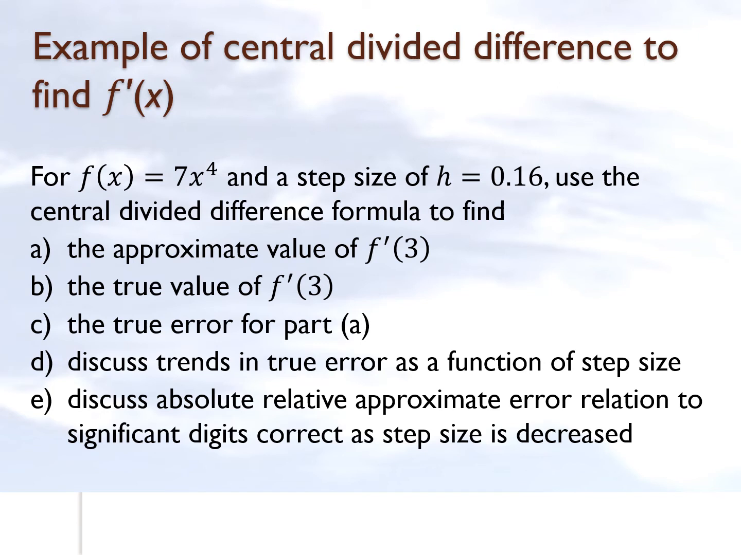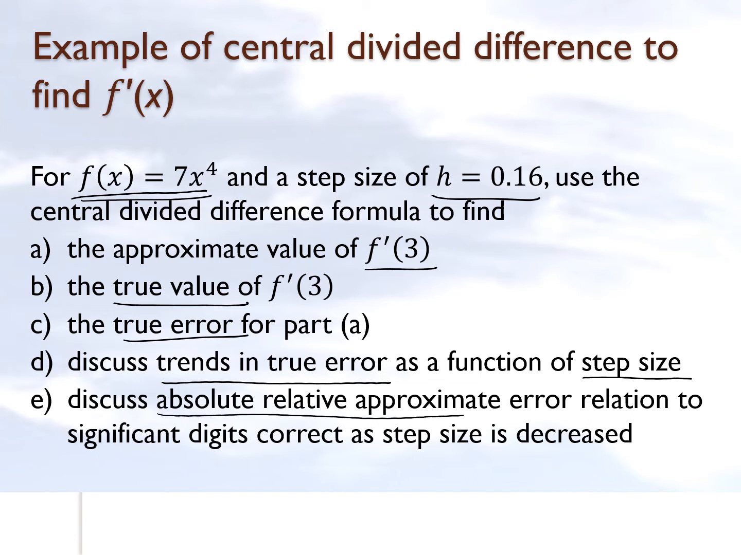Let's take an example. Here we are asked to find the derivative of the function at 3 for this function 7x to the power 4 using a step size of 0.16. We're also asked to calculate the true value, the true error, and discuss trends in true error when we change our step size. Also discuss what happens to the absolute relative approximate error as the step size is decreased, and what the relationship is between the absolute relative approximate error and the significant digits. So let's do this problem one part at a time.